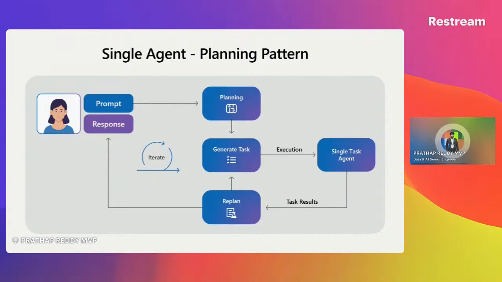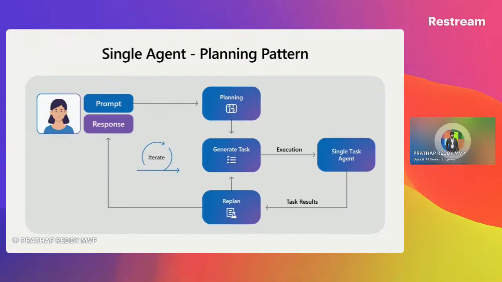It will execute in the single agent. If we have multiple tasks, then it will go for multi-agent orchestration as well. Today we are going to demonstrate something on single agent planning only. Once it generates the task, this is your plan, and this is your task. The task is that you are going to generate the statement of work out of it. So then it will go for a single task agent.